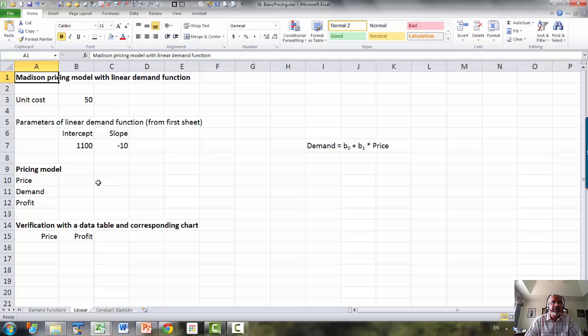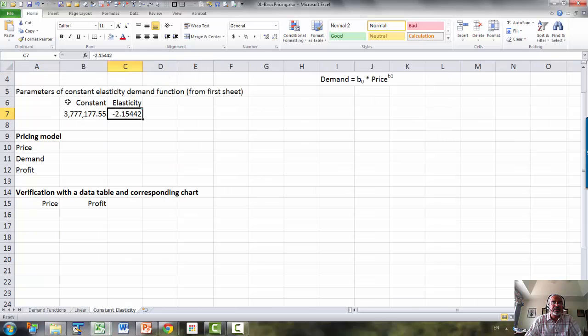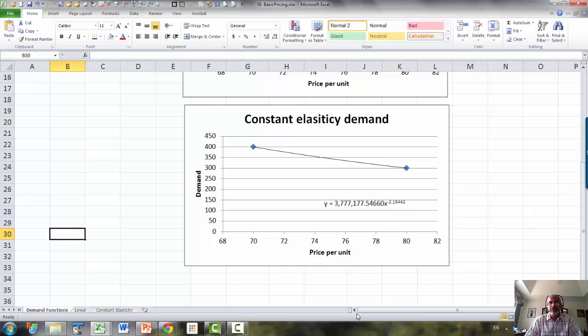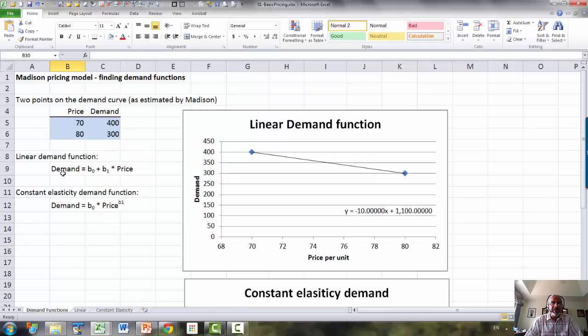So we have the linear demand function and the constant elasticity demand function, and our task is to determine the price at which we will have maximum profit in each of these 2 cases.